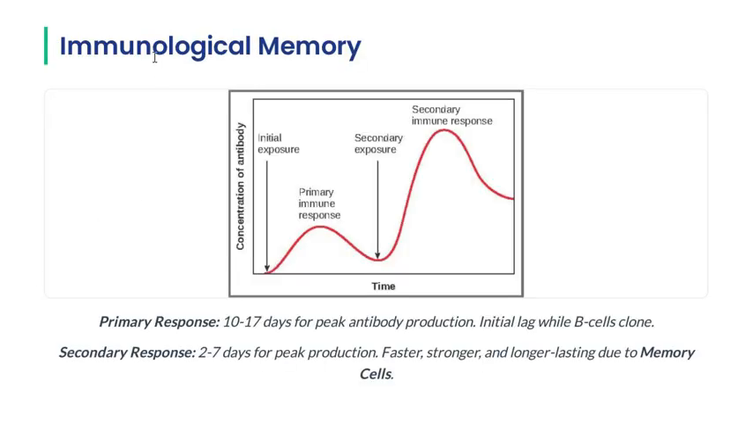So we have immunological memory, and this is how the body remembers diseases. Our primary response takes 10 to 17 days for peak antibody production, with an initial lag while B cells are cloned. And the secondary response is faster, stronger, and long lasting due to memory cells. As you can see here, it shows the time frame of when you're infected and how long the response takes for each exposure.